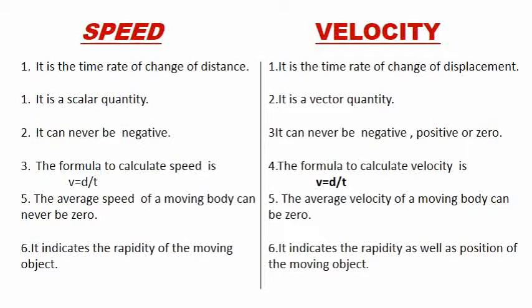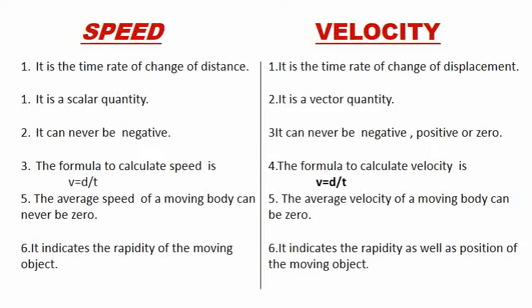The speed can never be negative, but the velocity can be negative, positive, or zero, because our displacement can be negative, positive, or zero. In the same way, distance can never be negative, and that's why speed can never be negative.